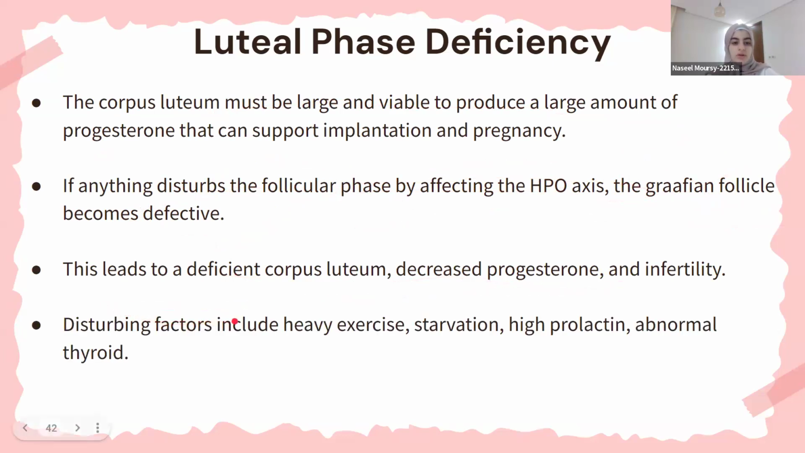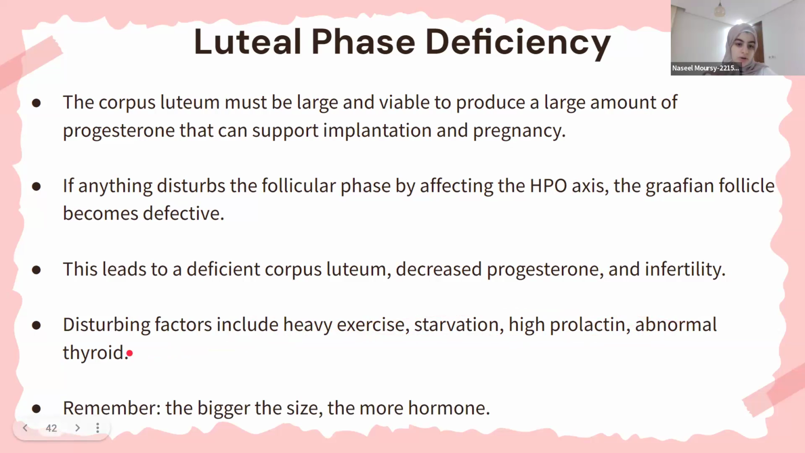Now, what are some disturbing factors? They can be heavy exercise, starvation, so people with anorexia, okay? High prolactin, because remember we said prolactin inhibits GnRH, okay? And abnormal thyroid function.